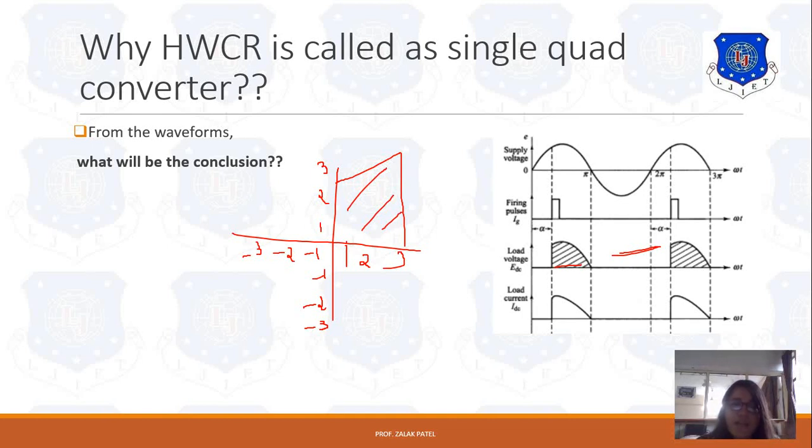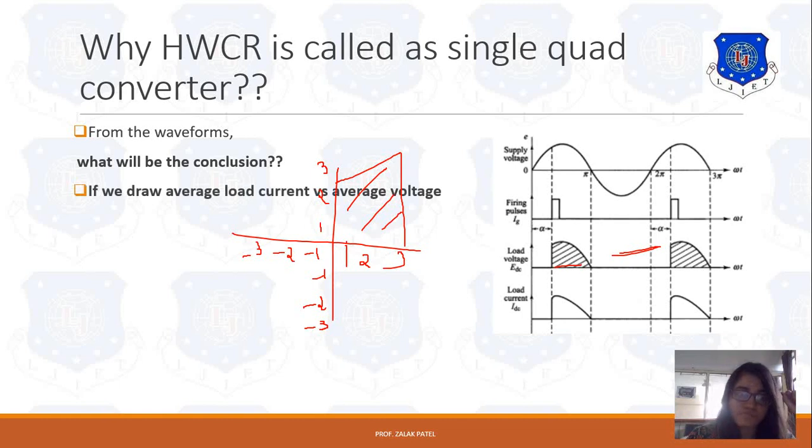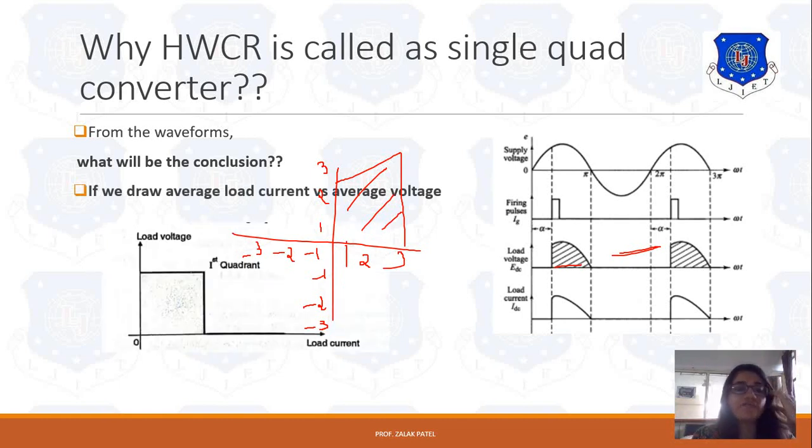If we talk about the second quadrant, there will be some negative value present. If we talk about the third quadrant, both the values are negative. And if we talk about the fourth quadrant, again there will be a positive cycle and a negative cycle there. So the conclusion is, for positive and zero values, it will operate only in the first quadrant. That's why the graph will be like this, load voltage versus load current in the first quadrant. So that's why HWCR is also called a single quadrant converter. This question can also be asked for 3 marks as an individual question.